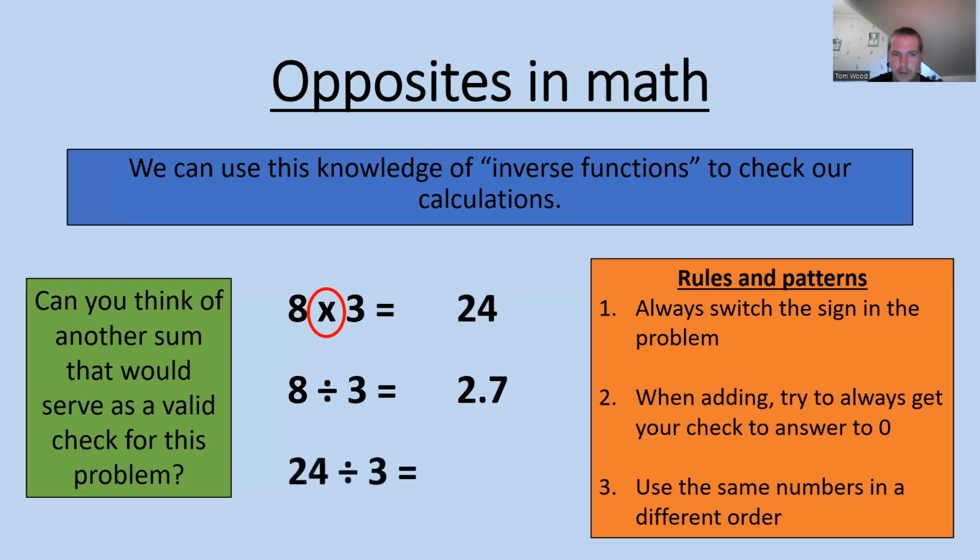So in this case, we could have 24 divided by 3 is 8. So that is a perfect example of an answer check there. You could also have 24 divided by 8 is 3. Either one, perfectly acceptable. It's just remembering that we are working from the end of our problem, working backwards, and we will always switch the sign over.